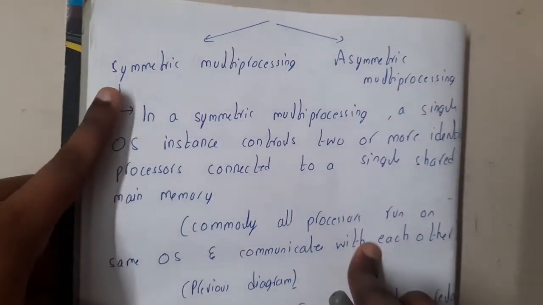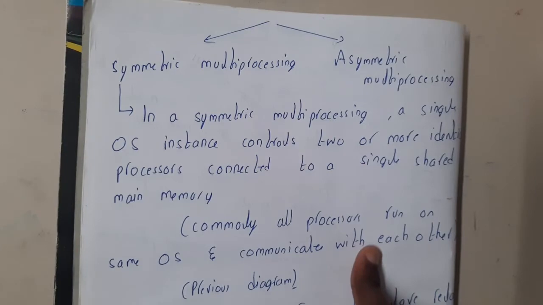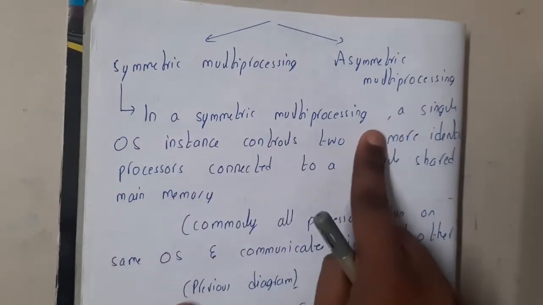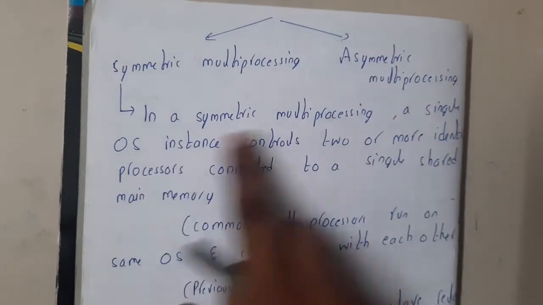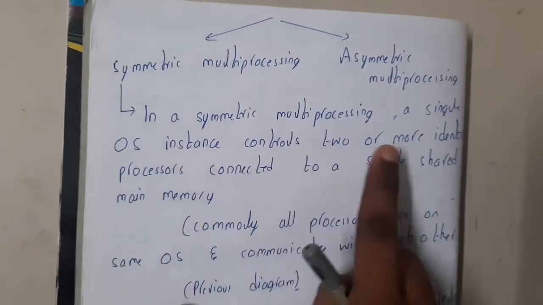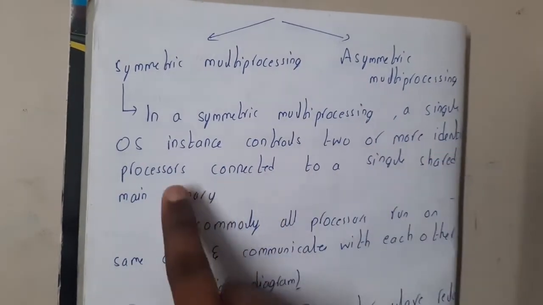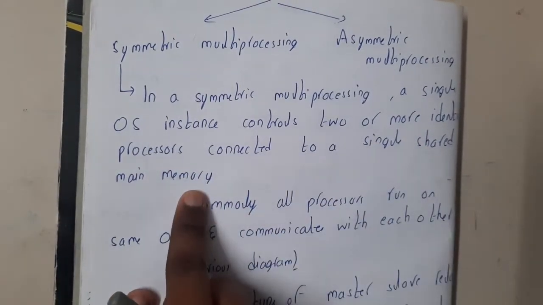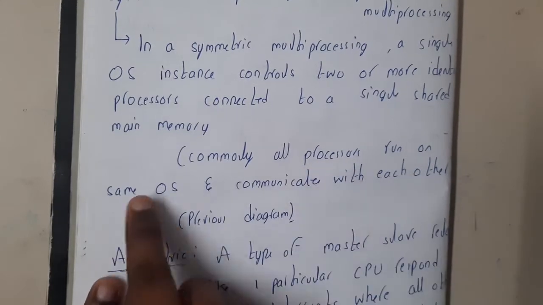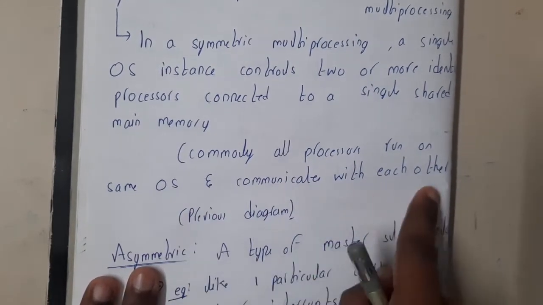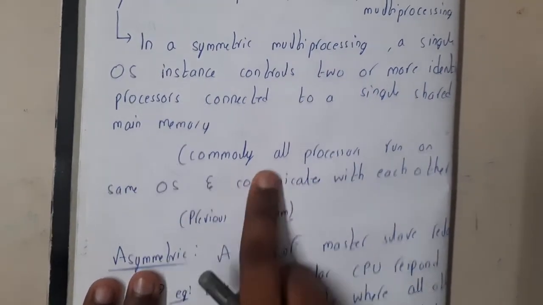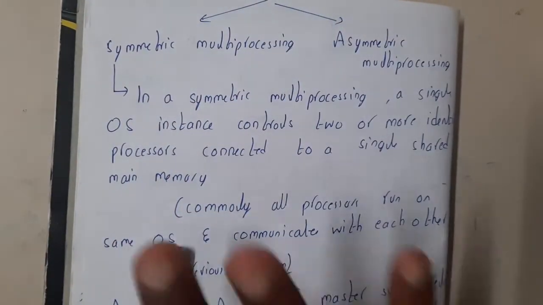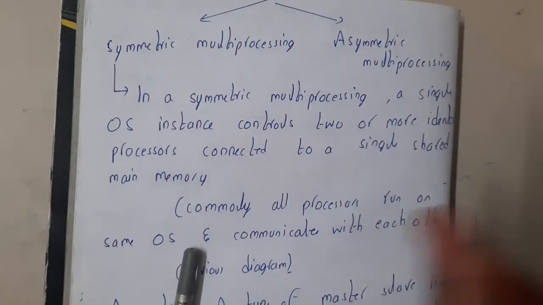So what does the first word say, guys? Symmetric means they are indirectly the same or controlled by themselves, right? Yes. So in symmetric multiprocessing, a single operating system instance controls two or more identical processors connected to a single shared memory. Commonly all processors run the same operating system and communicate with each other, right? Yes. So here we are going to have multiple processors, and they will communicate among themselves and share the work, guys.